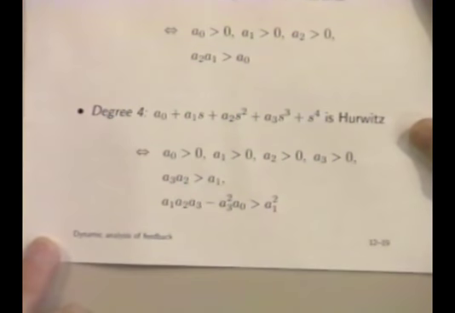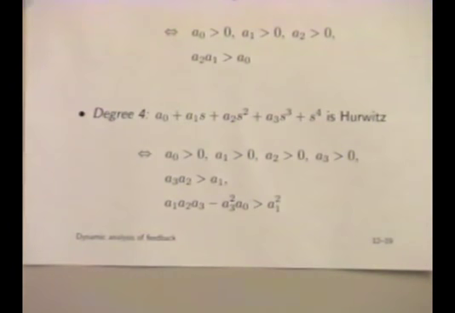I don't have much to say. I don't have any intuitive understanding for why the inequalities are the way they are, and I don't know that Routh's method gives them to you. So these are the inequalities for polynomials up to degree 4.